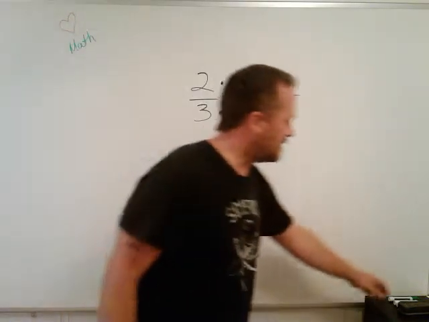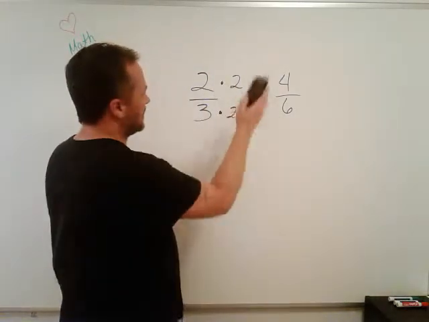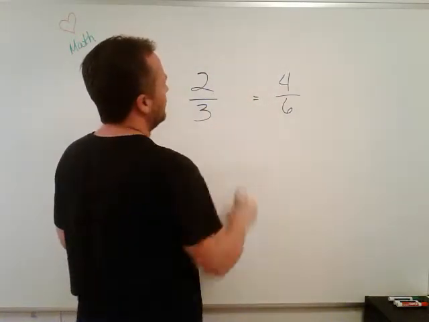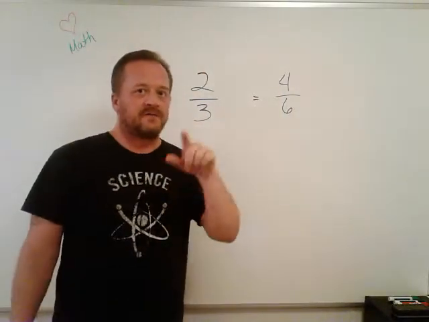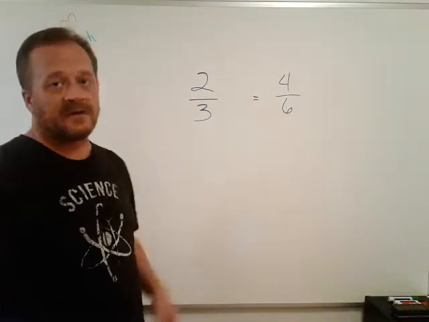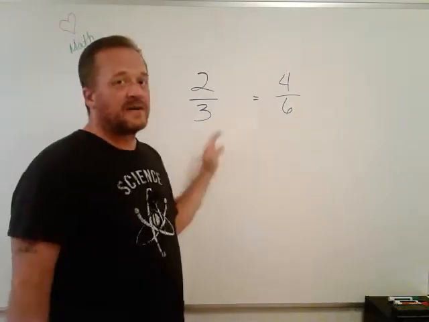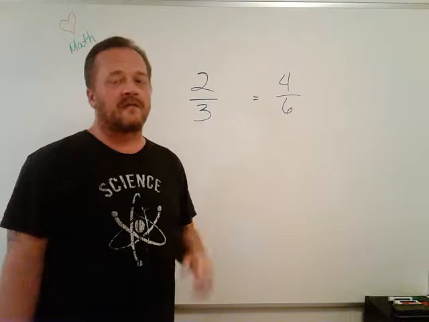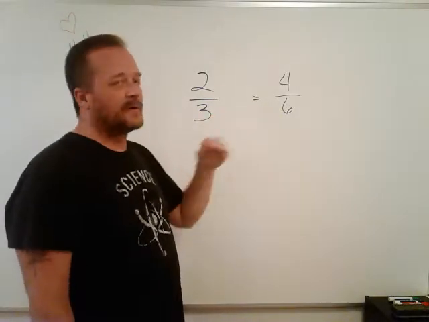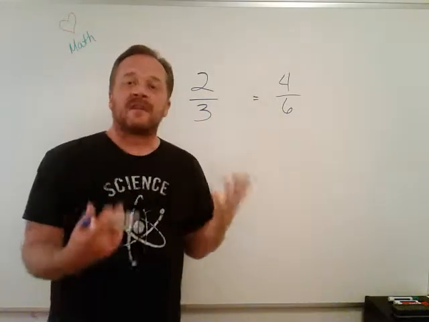If I get those little multiplication things out of the way, I can see it a little bit clearer. 2 to 3 and 4 to 6 are equivalent ratios. That means the value is totally the same. The relationship is totally the same, just because the numbers changed a little bit, okay? But the relationship is still the same.